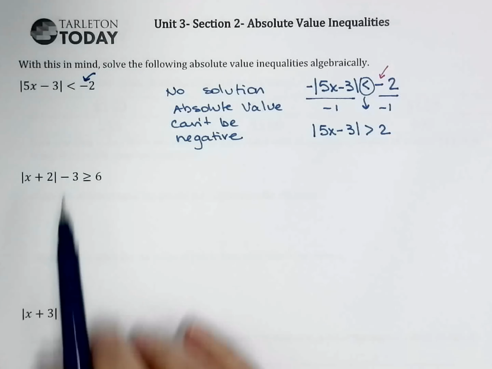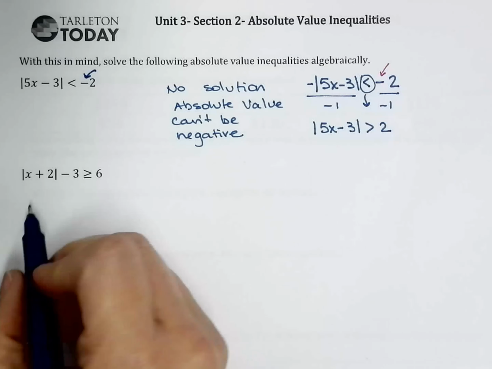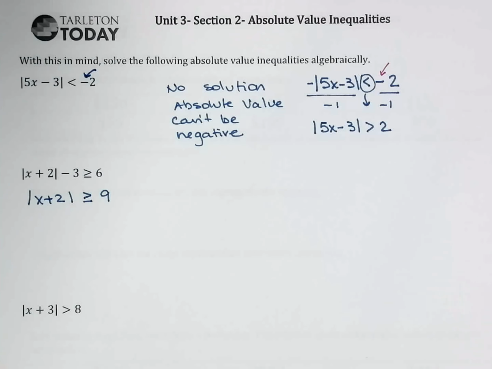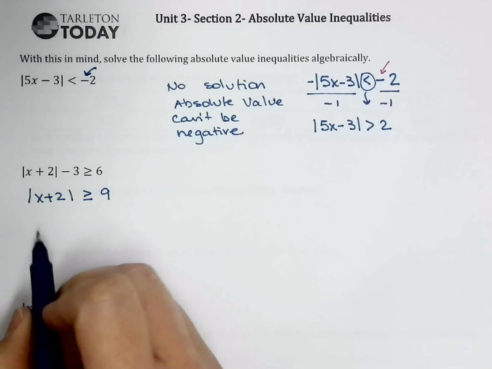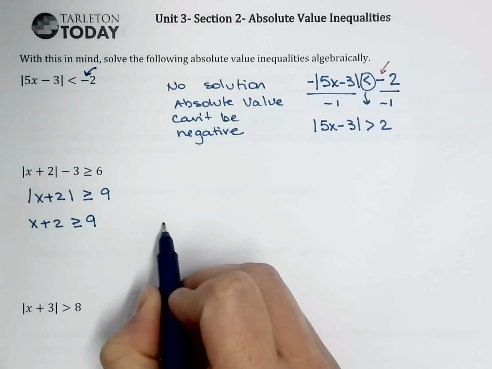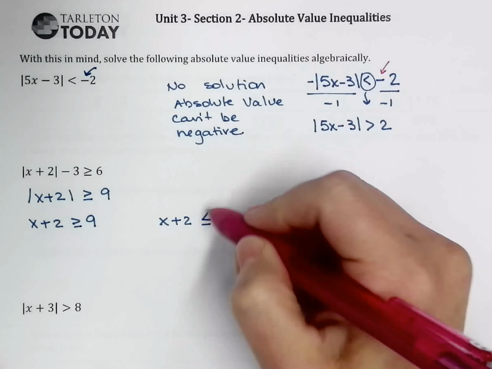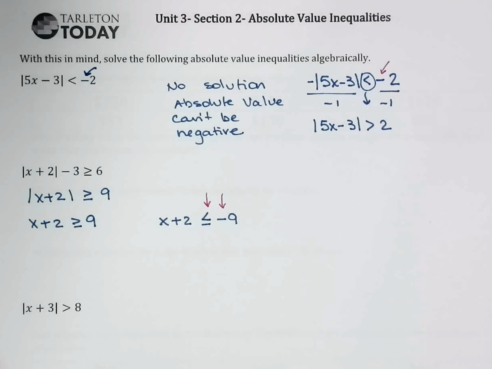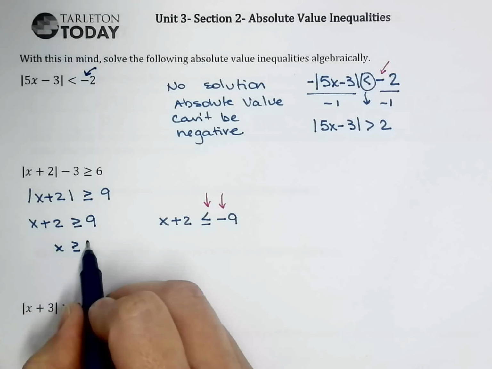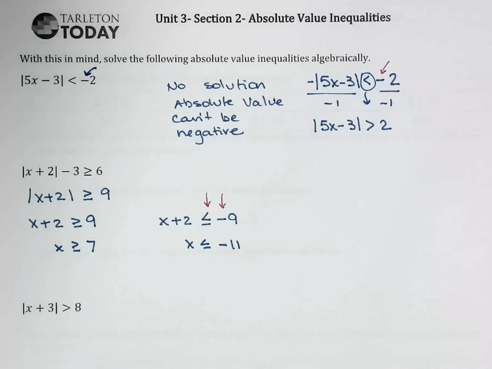Okay, so the next one, I have to isolate the absolute value first. So I need to add 3 to both sides. At this point, I'm going to open that up into linear inequalities. So I have x plus 2 is greater than or equal to 9. And the other one is x plus 2 is less than or equal to -9. Remember, I need to switch the inequality sign and also the sign of your number right there. So now subtract 2 on both sides, I get 7 there. Subtract 2 on both sides, I get -11 there.